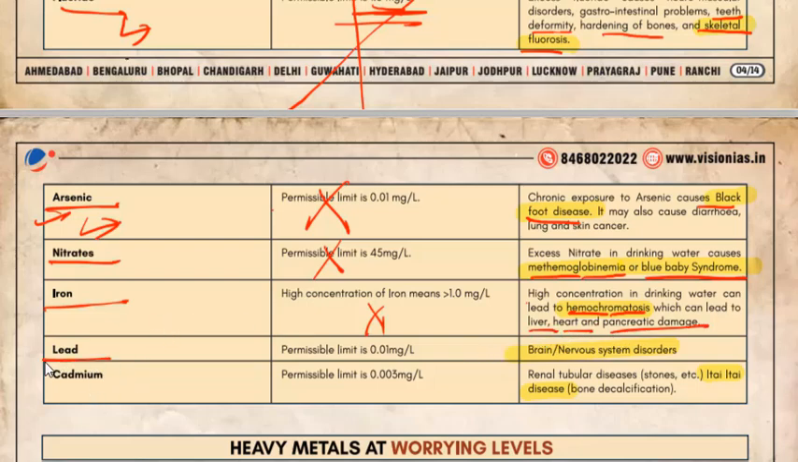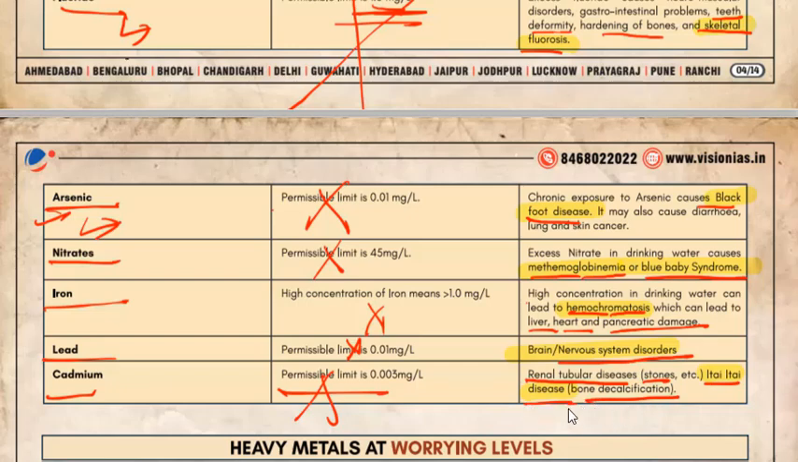Next is lead. Lead causes nervous system disorder. Once upon a time in Maggie also it was called that there was a high amount of lead in Maggie than the permissible limit, but later it was denied. Next is the permissible limit of 0. This is cadmium, not required. Cadmium causes renal tubular disease, that is the stones, and itai disease, that is bone decalcification.